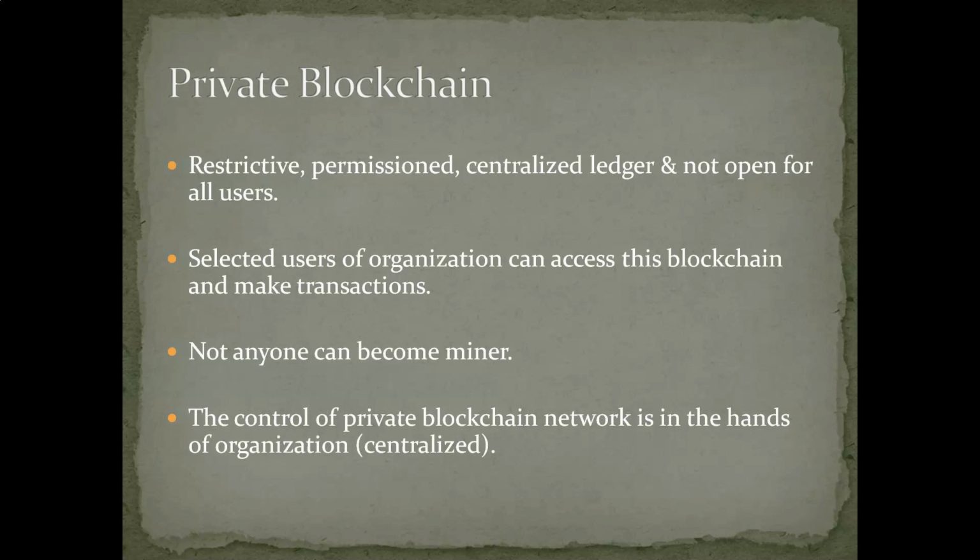Private blockchains. A private blockchain is a restrictive, permissioned, closed, centralized ledger. It means everyone cannot access it. Private blockchains are usually used within organizations, enterprises, and companies, and only selected users of organizations that are authorized can access this type of blockchain and transactions, with certain permissions and restrictions with respect to users. The control of the private blockchain network is in the hands of the organization that implements it. Hence, it is not decentralized anymore because it is controlled by a central authority, the organization.